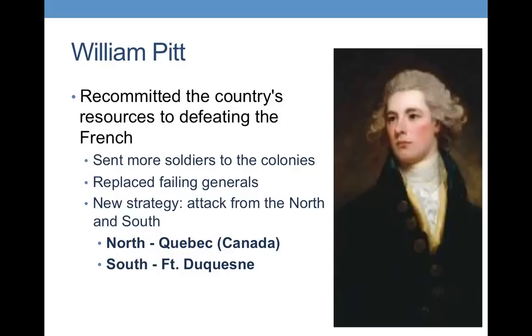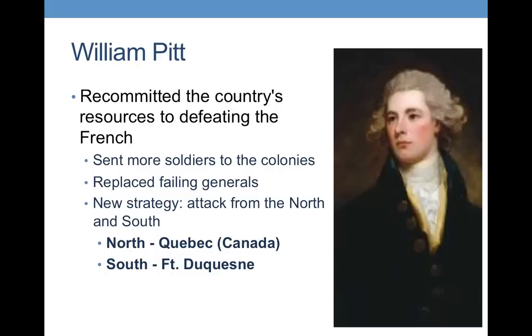Okay, so William Pitt is addressing problems going on in all of England's colonies at this point. He sees this as a war that England should be winning, but hasn't won because they haven't really committed themselves to doing so. So he does a couple of things. He sends over more troops to replace the ones that are not doing so well. He replaces failing generals, gets rid of the ones that aren't winning battles, and sends over some of England's best generals to win these battles.